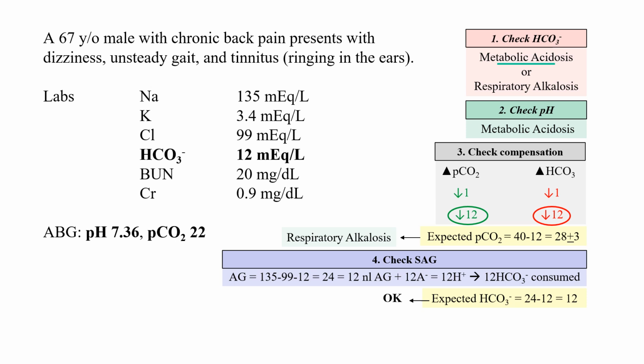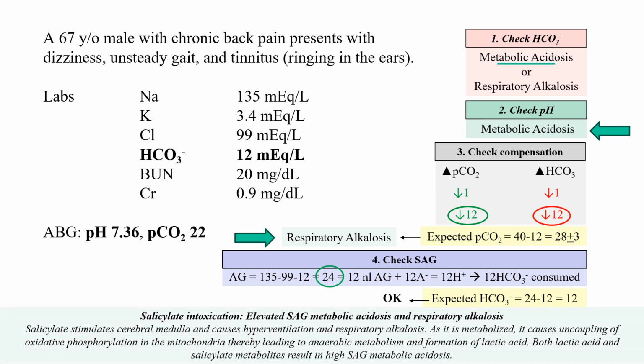Final answer. Because the anion gap is elevated at 24, we can say patient has a high anion gap metabolic acidosis. Additionally, patient also has a concurrent respiratory alkalosis. The concurrent high gap metabolic acidosis and respiratory alkalosis in this patient with tinnitus is most likely due to salicylate intoxication.